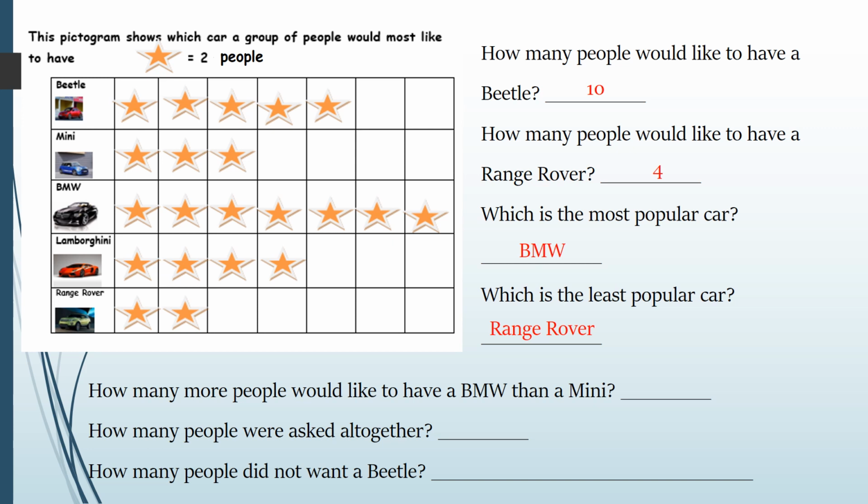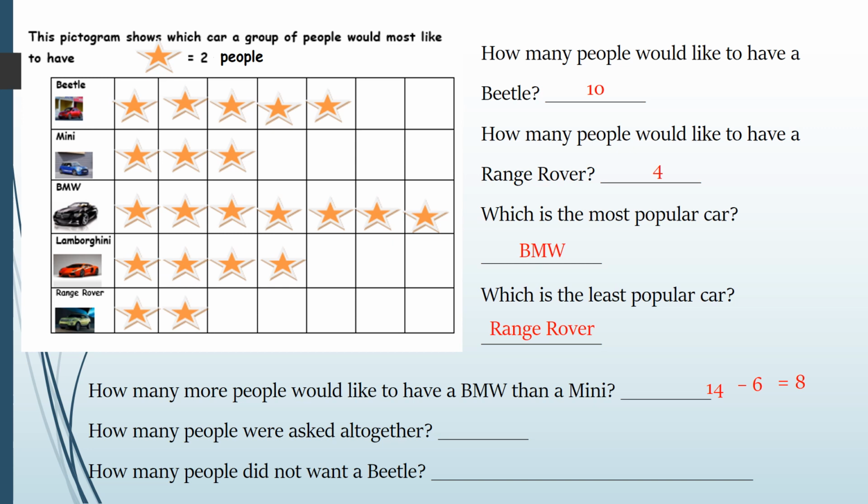The next question says, how many more people would like to have a BMW than a Mini? So first of all, you need to work out how many people want to have a BMW. If you count them up, it's 2, 4, 6, 8, 10, 12, 14. Okay. And then you need to find out how many people like to have a Mini. So that's 2, 4, 6. And because it's how many more, it'd be 14 take away 6. So that would give you your answer, which is 8.